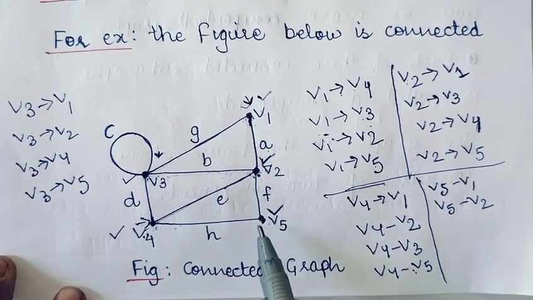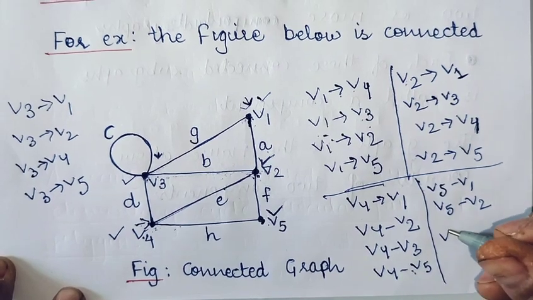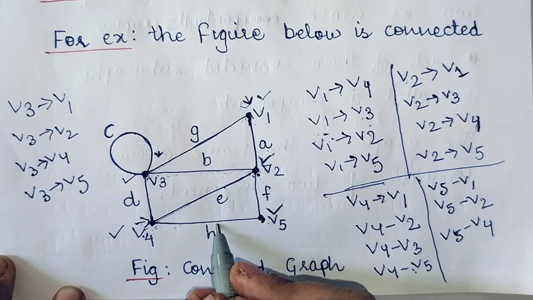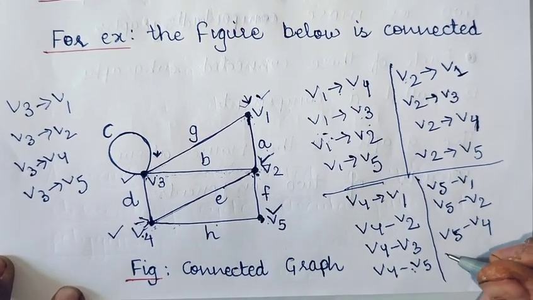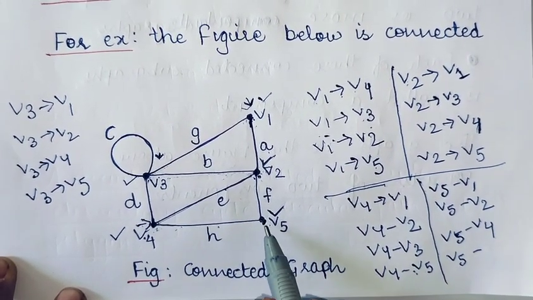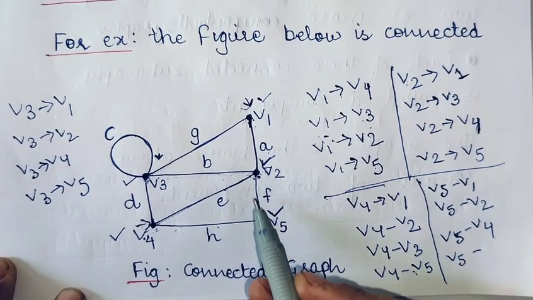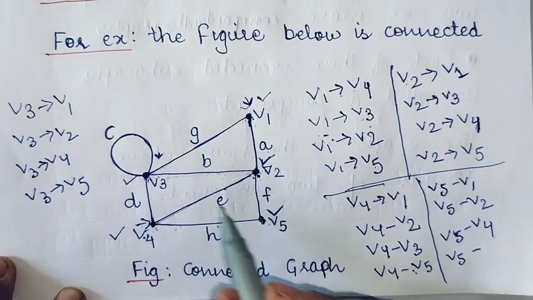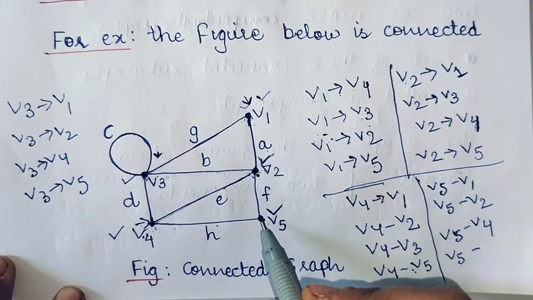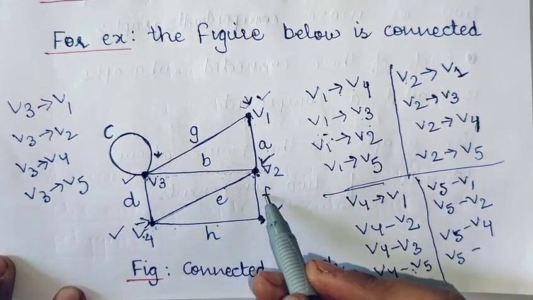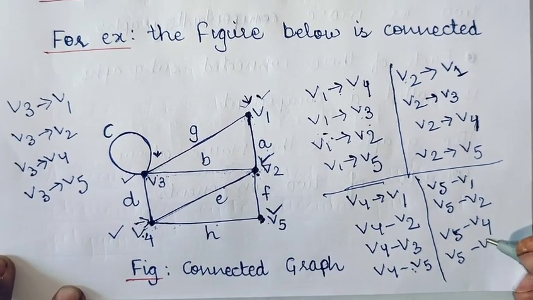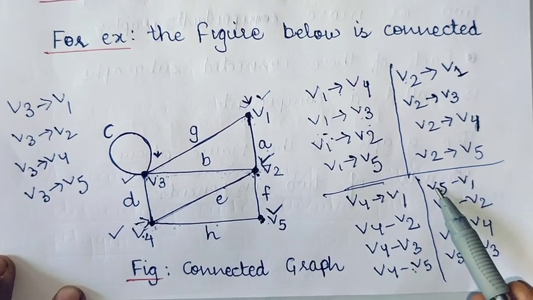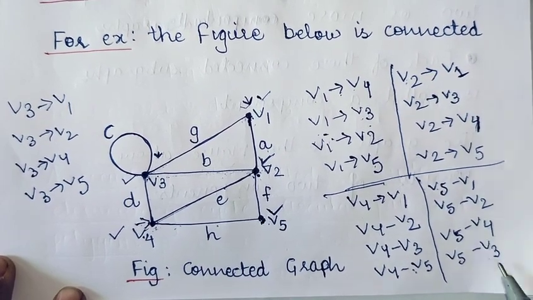Then let's see if there is a path from V5 to V4. Yes, there is a path from V5 to V4 via edge H. Then let's see if there is a path from V5 to V3. There is a path from V5 to V3 via vertex V2. So V5, V2 and V3. So the path is via edges F and B like this. So that means you can see that there is a path from vertex V5 to all other vertices of the graph.